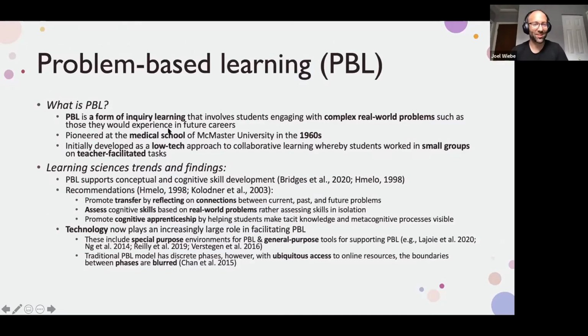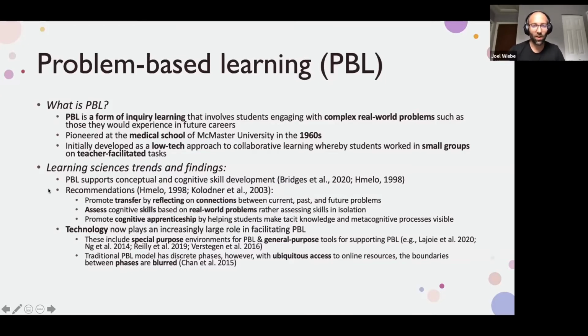Awesome, thanks. I'll try to go quickly here. So PBL is a form of inquiry learning that involves students engaging in complex real-world problems, such as those they would experience in their future careers. A very common area for this is medical school, where students take on cases of actual medical patients. This has been going on a long time, probably going back to the 1960s.